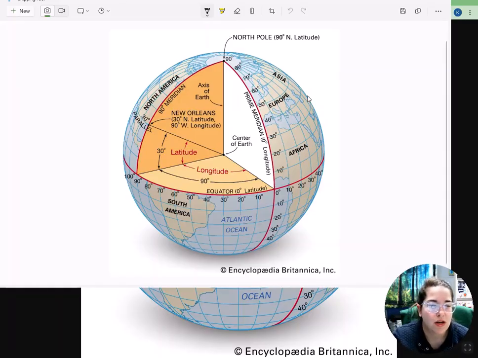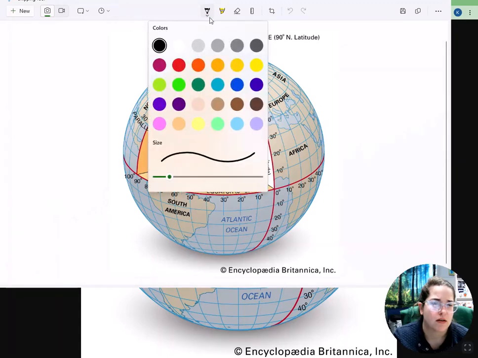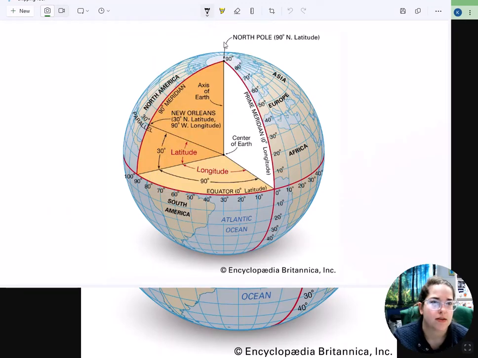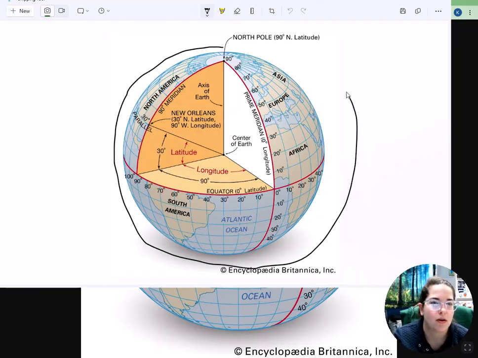So a whole degree, a circle, a sphere, there are 360 degrees around the circle. So let's see if I can use my pen here on this. I don't have my whiteboard and I'm bothered by it. So if I were to go all the way around the circle of the globe, that's 360 degrees.